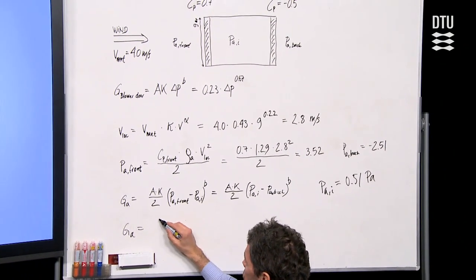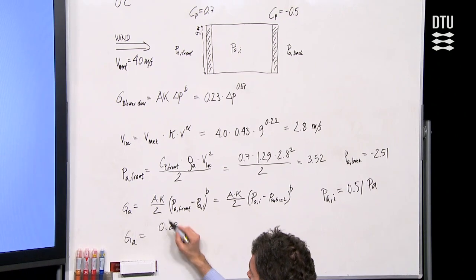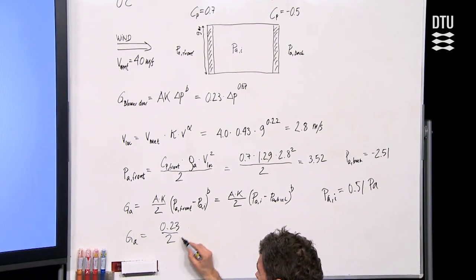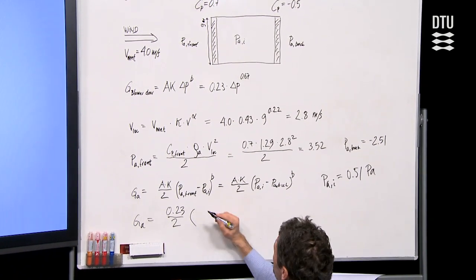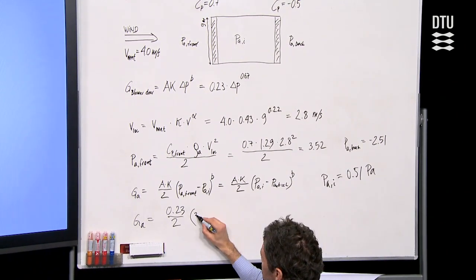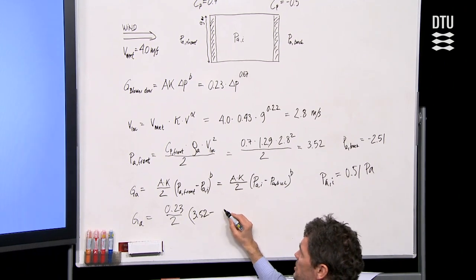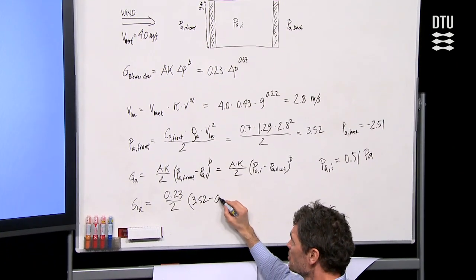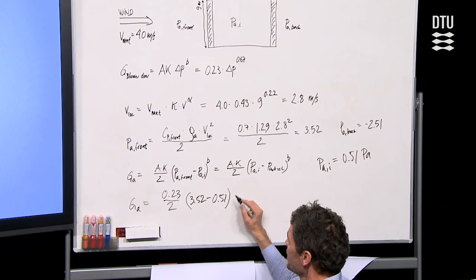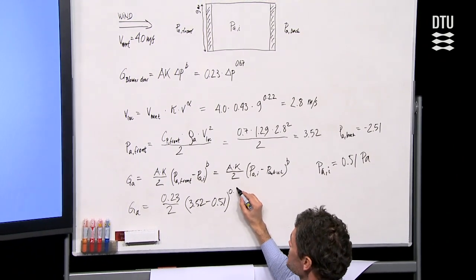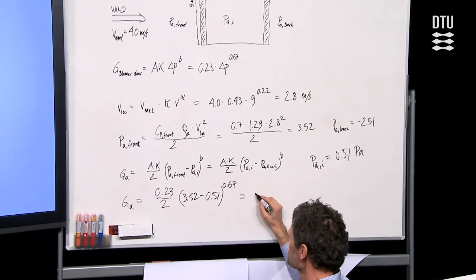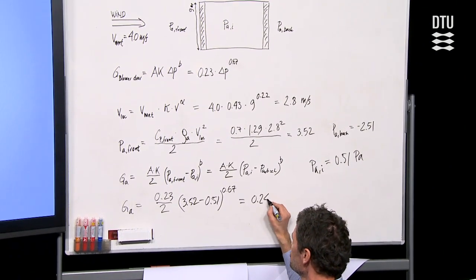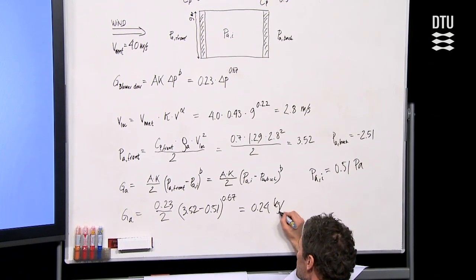A times K is 0.23. I had that from before. I divide by 2. I multiply with the pressure difference from the front, 3.52 minus the air pressure inside 0.51, and that I have to raise to the power 0.67, such that in the end I get a result which is 0.24 kilograms per second.